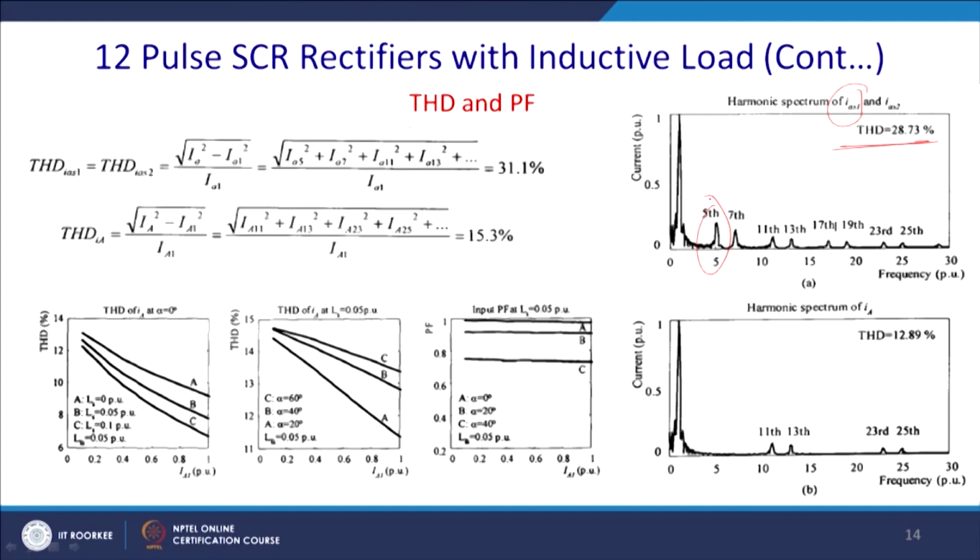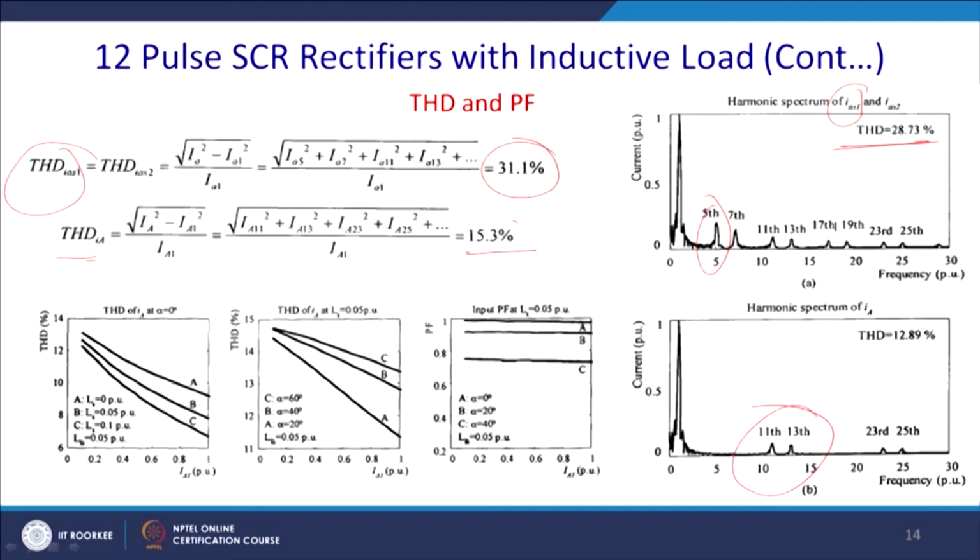But of course, this is a highly inductive load. Once you couple them for the 12 pulse, the 5th and 7th are eliminated, and ultimately you are left with 11th and 13th, 23rd and 25th. Generally, if you add up the THD portion of it, you will get as high as 31% THD, but if you want, that THD should be around 15% for the 12 pulse converter.